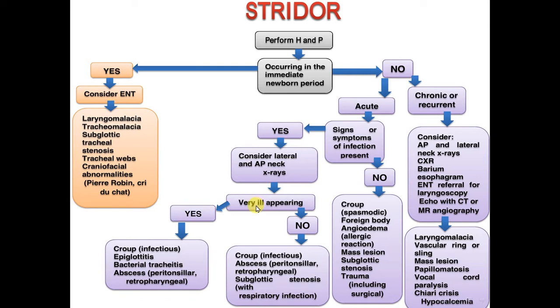Is the baby very ill looking? If not very ill looking, the differential diagnosis may include infectious croup, peritonsillar abscess, retropharyngeal abscess, and subglottic stenosis with respiratory infection. If the baby is very ill looking, this is infectious croup in severe cases, epiglottitis, bacterial tracheitis, peritonsillar abscess, or retropharyngeal abscess.